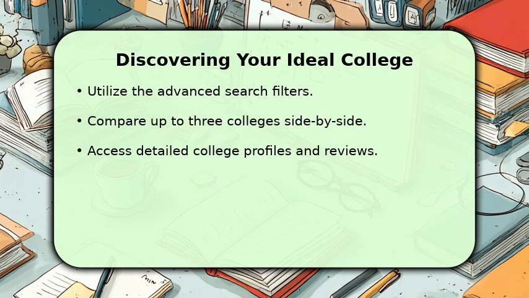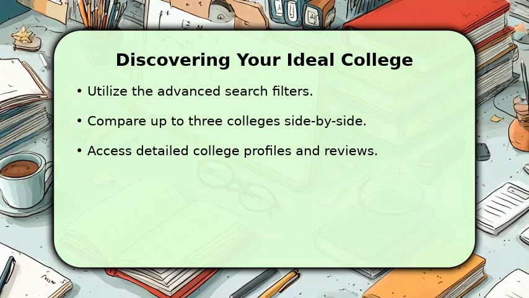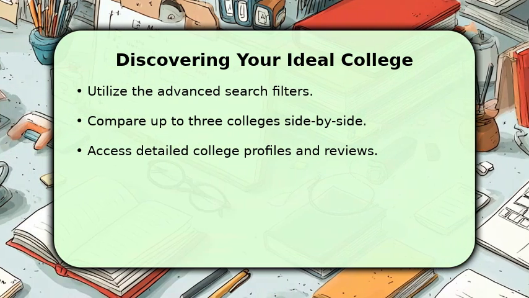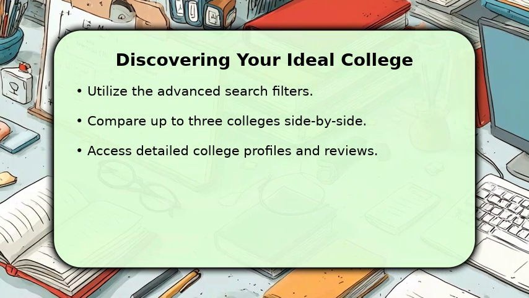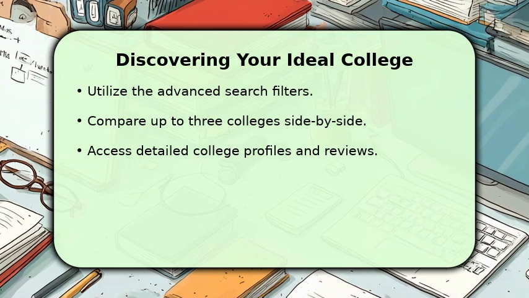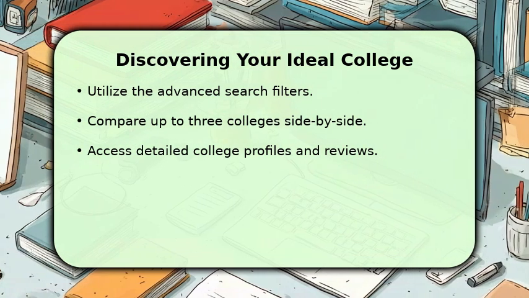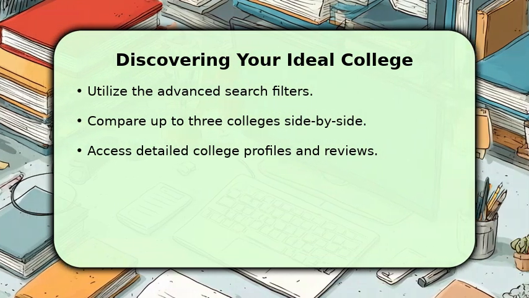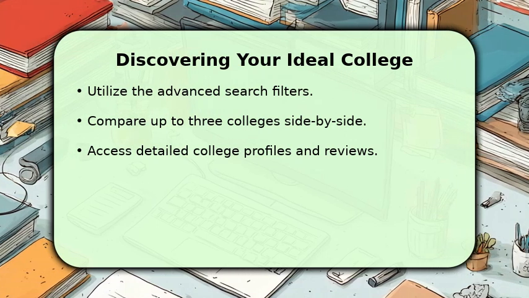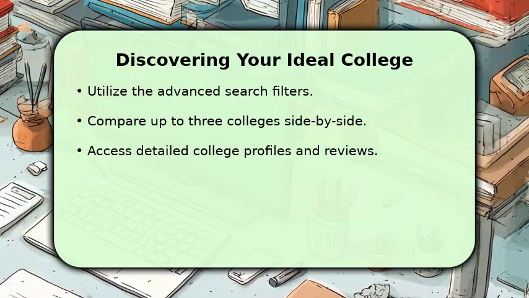Finding your ideal college is simple with College Vidya's robust search. Utilize the advanced filters on the left sidebar to narrow down options by location, fees, and specializations. You can compare up to 3 colleges side by side using the dedicated comparison tool, which highlights key differences in academics and facilities. This ensures you make an informed decision based on comprehensive data.